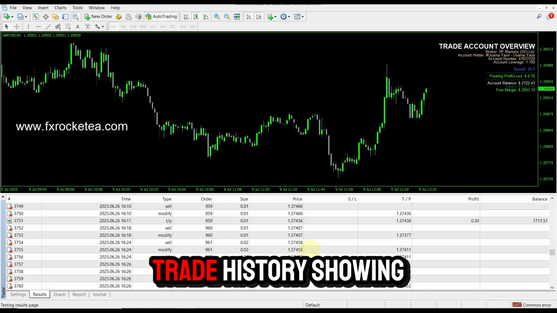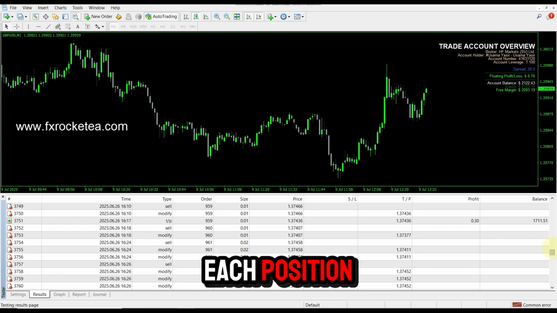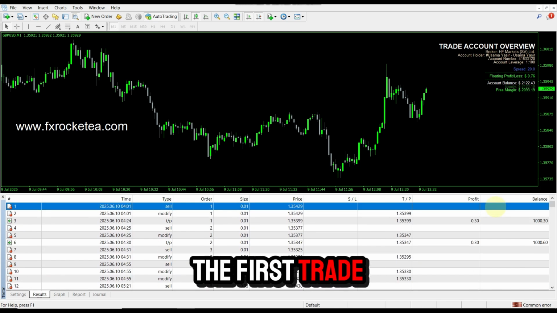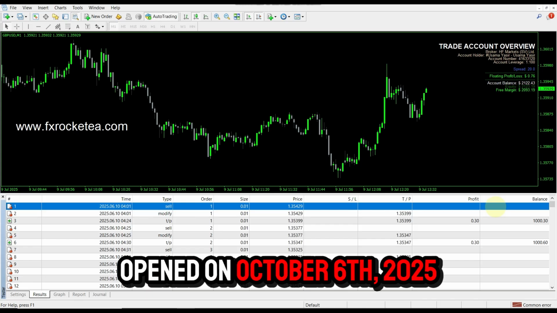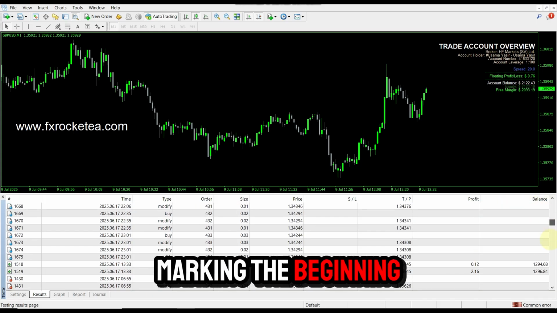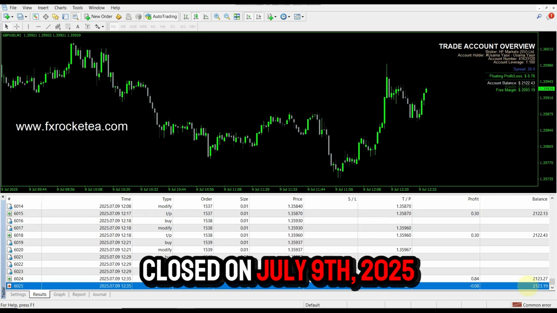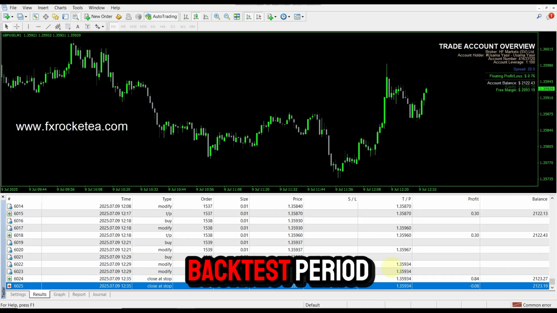Here's the detailed trade history, showing each position the EA executed over the selected period. The first trade opened on the 6th of October 2025, marking the beginning of the EA's performance cycle. The last trade closed on the 7th of September 2025, successfully completing the backtest period.